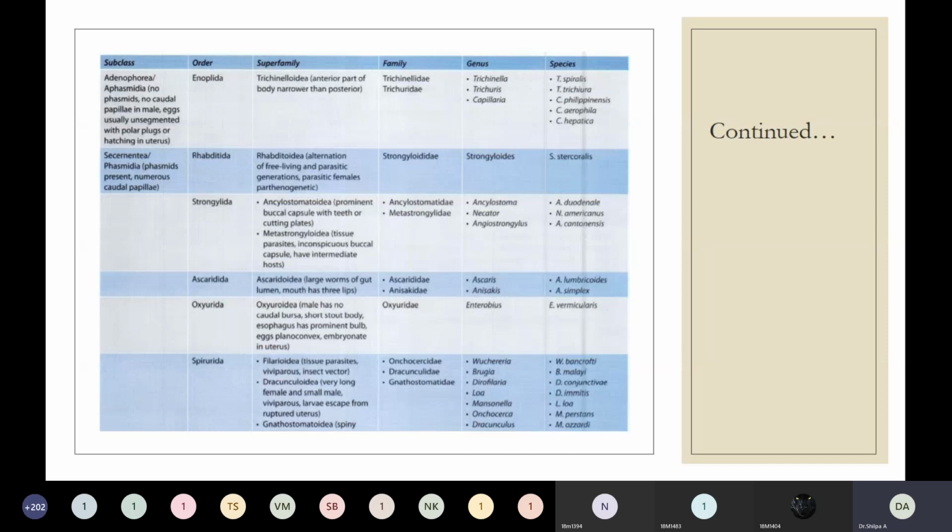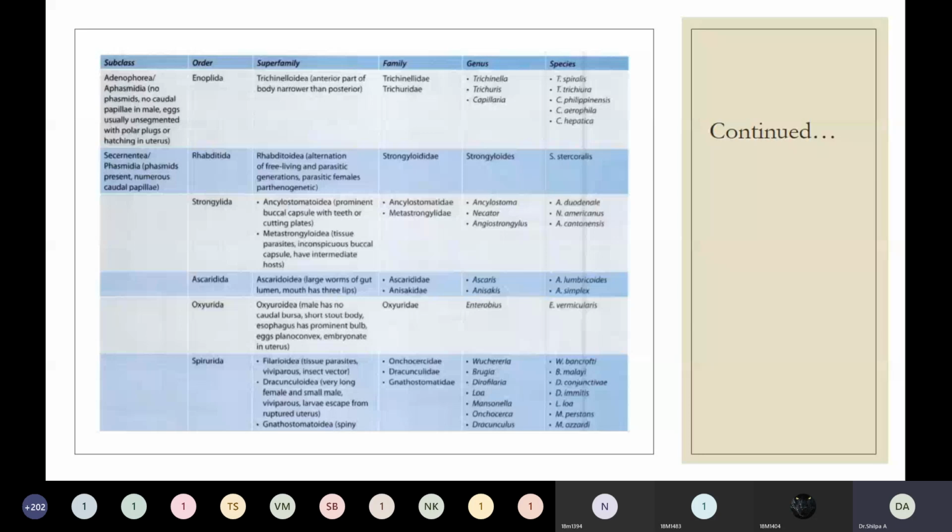Okay. Under Secernentea, you have five different families. Okay, under Strongyloididae, you have Strongyloides stercoralis. Under Ancylostomatidae, you have Ancylostoma duodenale and Necator americanus. And under Metastrongylidae, you have Angiostrongylus cantonensis. Okay, under Ascarididae, you have Ascaris lumbricoides, and under Anisakidae, you have Anisakis simplex. Okay, under family Oxyuridae, you have Enterobius vermicularis.